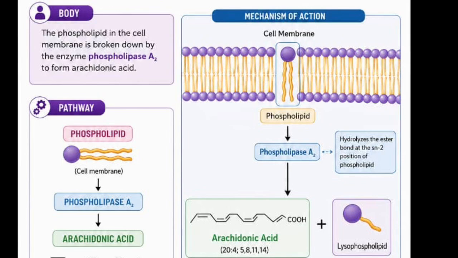So it is very, very important. Remember, in our cell membrane, we have the lipid bilayer, and in the lipid bilayer we have majorly phospholipid and cholesterol. The phospholipid has a head and a tail. So we have a hydrophilic head and a hydrophobic tail.